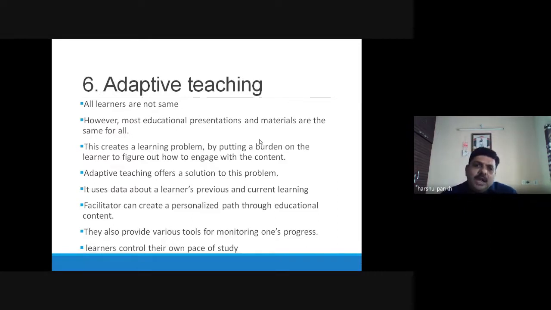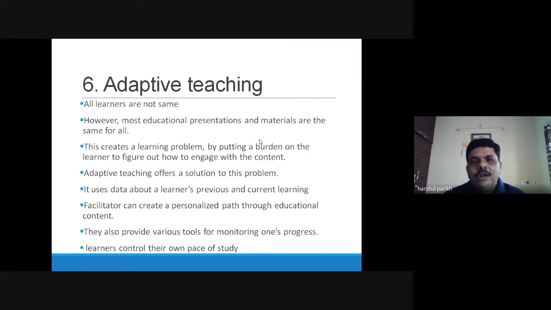This method, adaptive teaching, we can also implement very easily in our day-to-day teaching practices. We know that all learners are not the same. They have different intelligence abilities, different socio-economic backgrounds, and different kinds of mindset. But whatever we give them, most of our educational presentations and materials are the same for all.